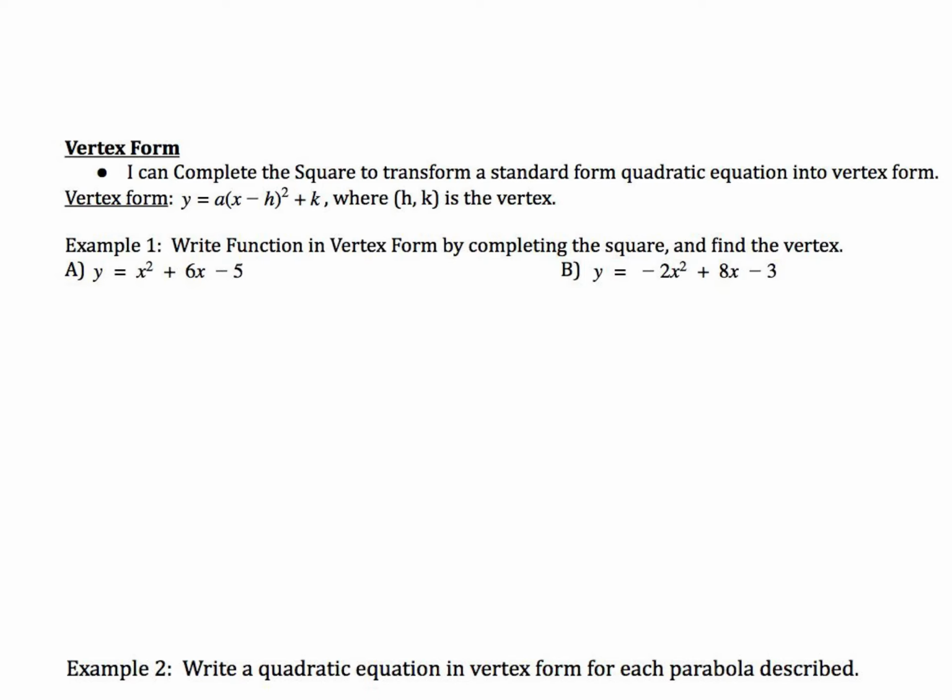In this learning target, we are going to take a standard form quadratic equation and transform it into vertex form. We're actually not going to use completing the square. We're going to use a different method that helped us when we graphed quadratic functions.